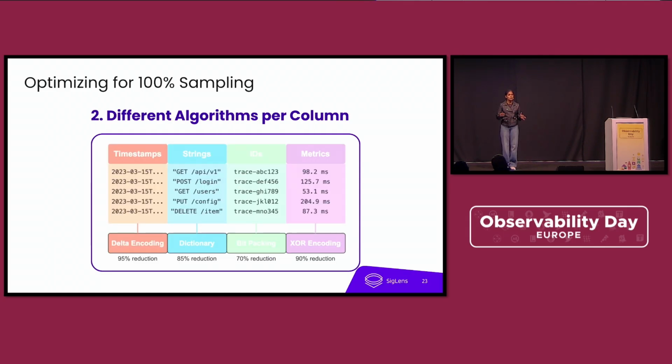Next, we can use different types of algorithms for different types of columns. Let's say for timestamps, we use delta encoding. Instead of saving the absolute value, we store the difference between the timestamps. For strings like service name and operation name, we use a dictionary. For IDs and numbers, we use bit patterns. This will give you another 2 to 3x better compression.